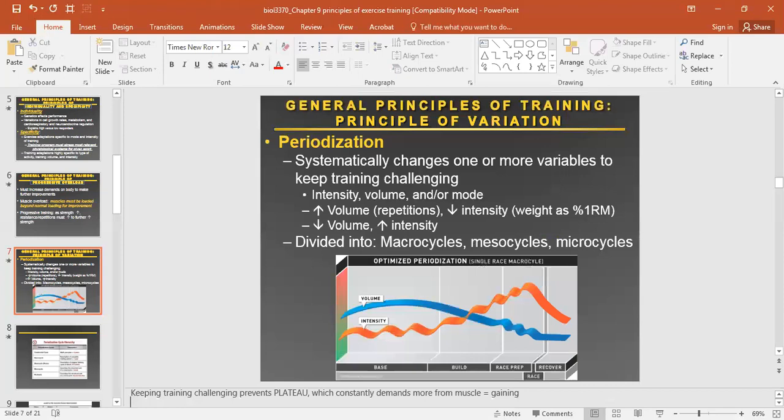So you can increase volume, which typically, the more repetitions you can do, the lower the intensity needs to be, because you can't lift your 1 repetition maximum more than 1 time. So if you're working at 90% of your 1 repetition maximum, you should only be able to lift that 1 or 2 or 3 times. So if you want to focus on volume, higher repetitions, you have to decrease intensity. But if you want to increase intensity, then you have to decrease volume. So they're inversely related.